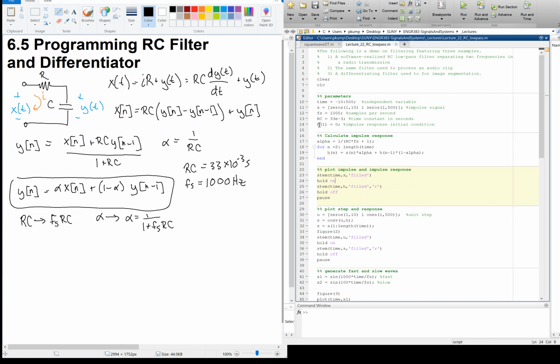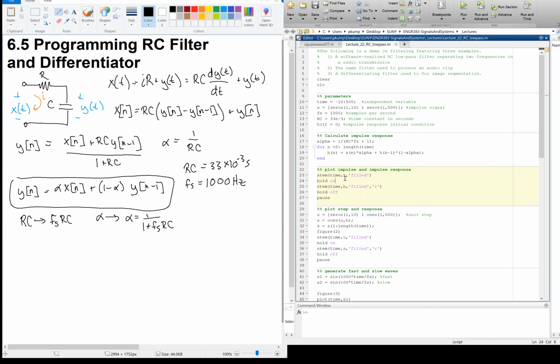I'm going to calculate this impulse response, and I'm setting it equal to 0 to assume a causal system. We don't want a response to the impulse before we actually put in the impulse. So the system is initially at rest. Now here's the alpha parameter, and then I'm going to solve the difference equation. We've looked at this before, so we're just going to iterate through updating the impulse response so that when this loop is finished, h of n is containing the impulse response.